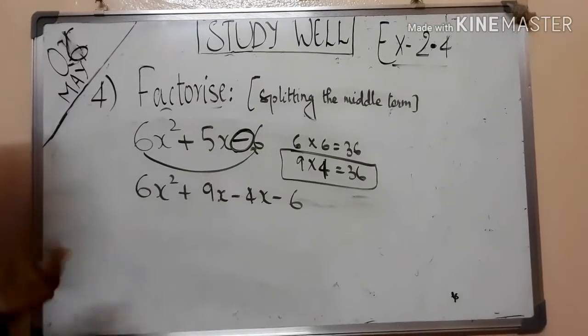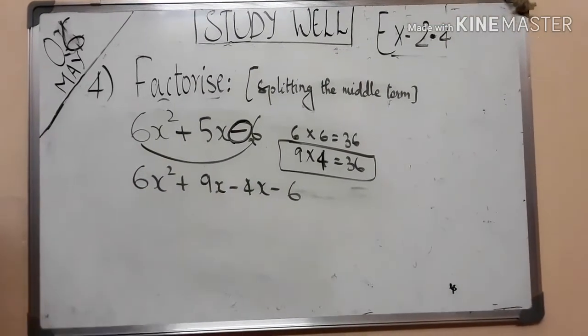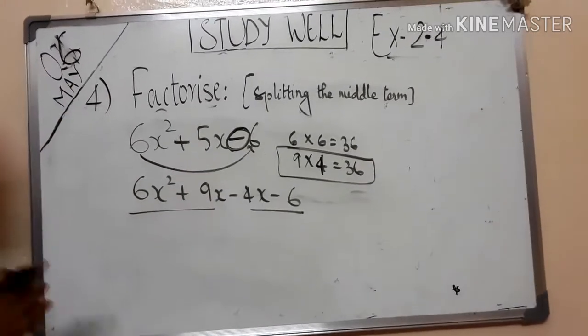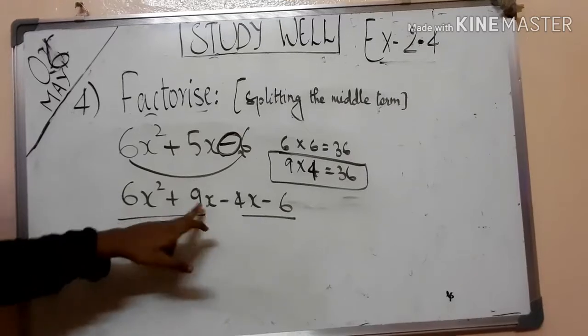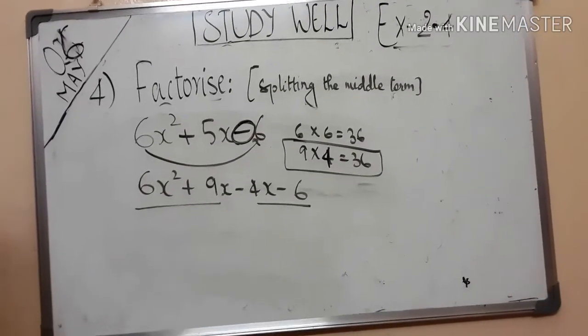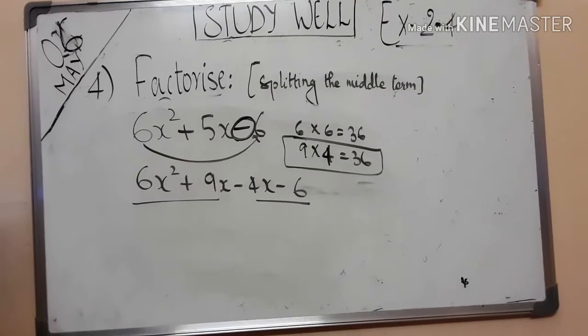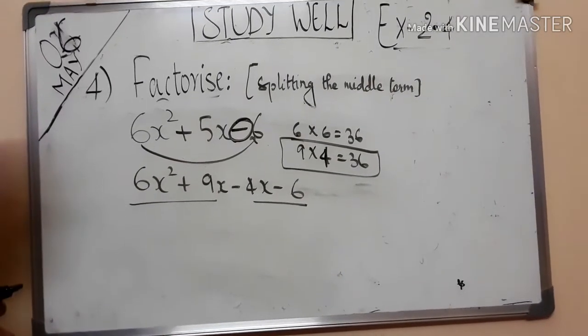We will have to group them into 2, right? So let's group them into 2. 6x square plus 9x is one group, minus 4x minus 6 is another group. So what will we have to take out from here? We cannot take out 2, because 9 is not good, is angry with 2.